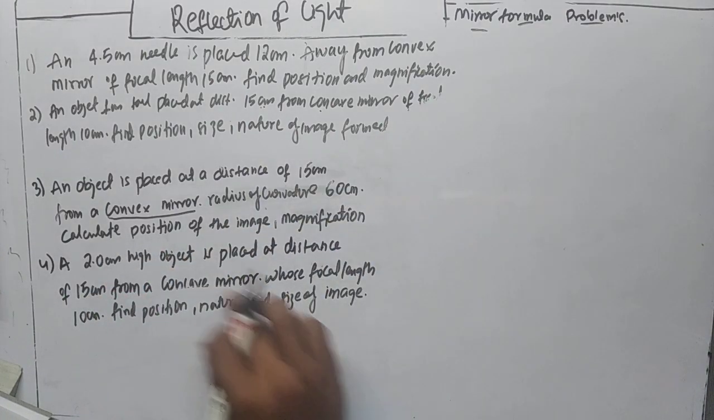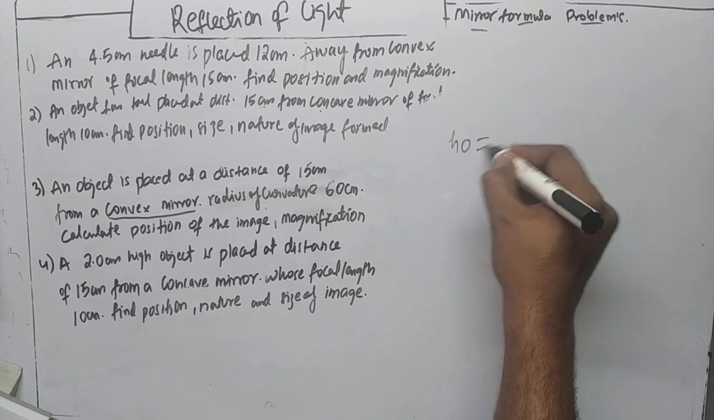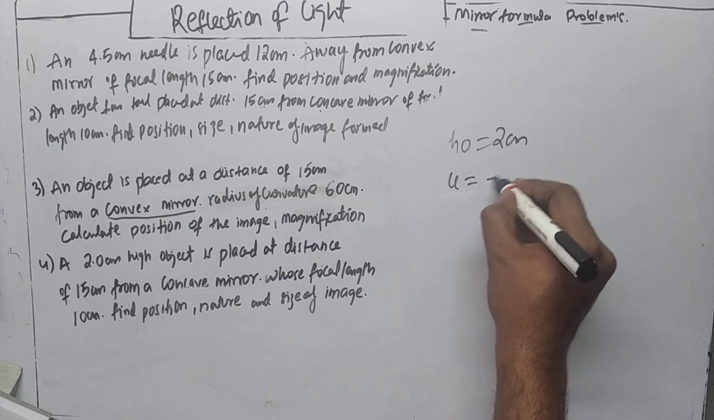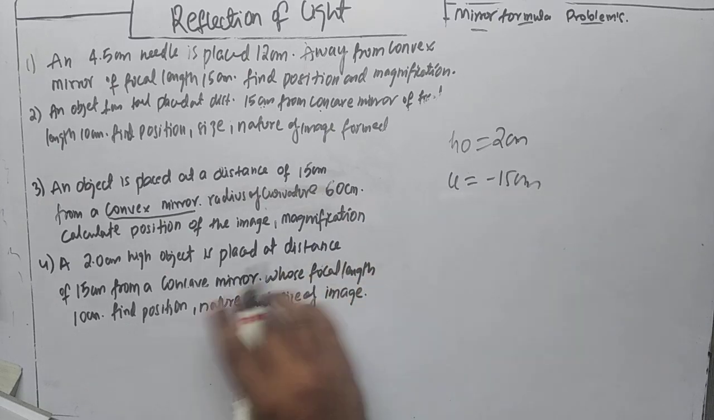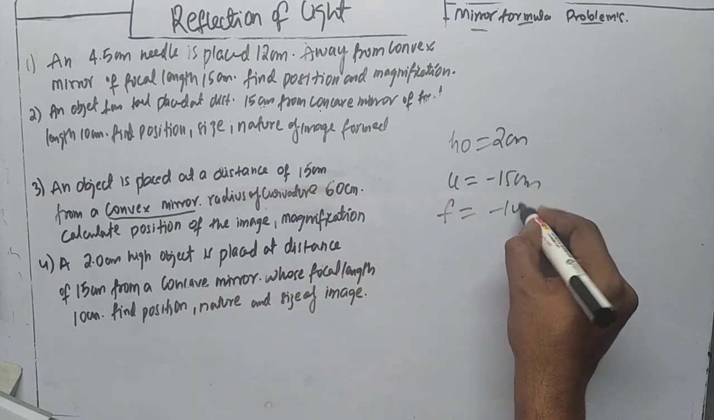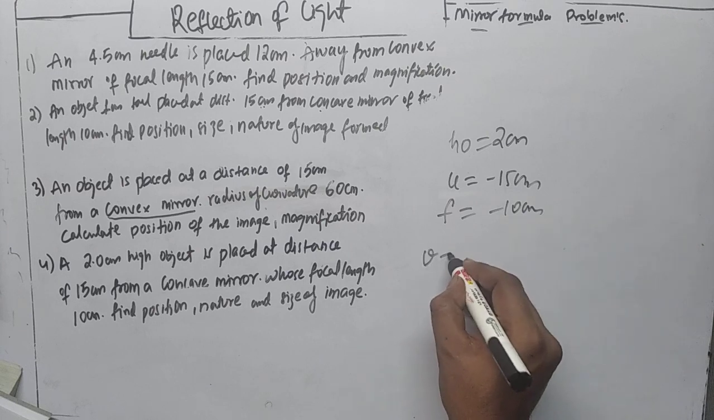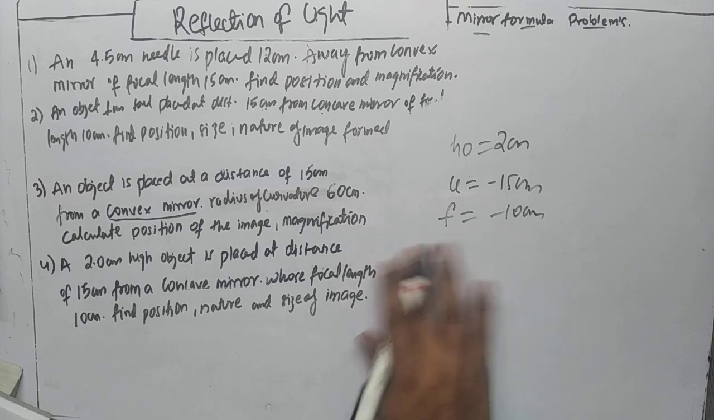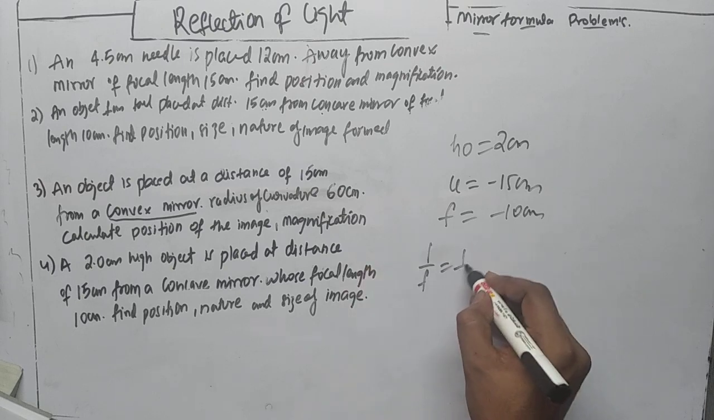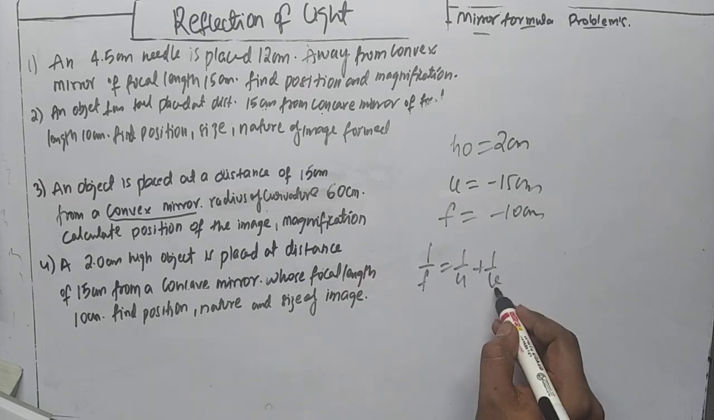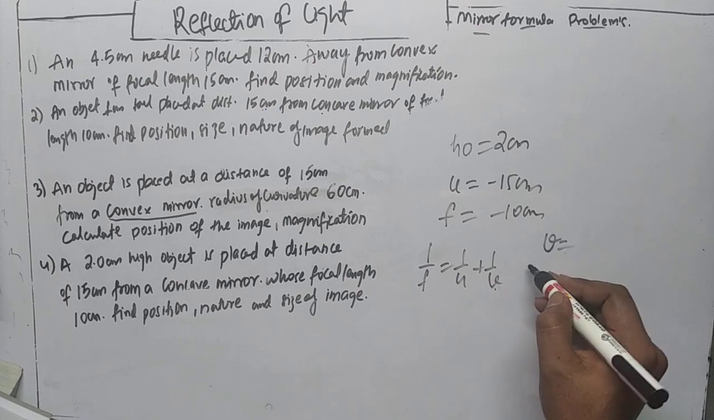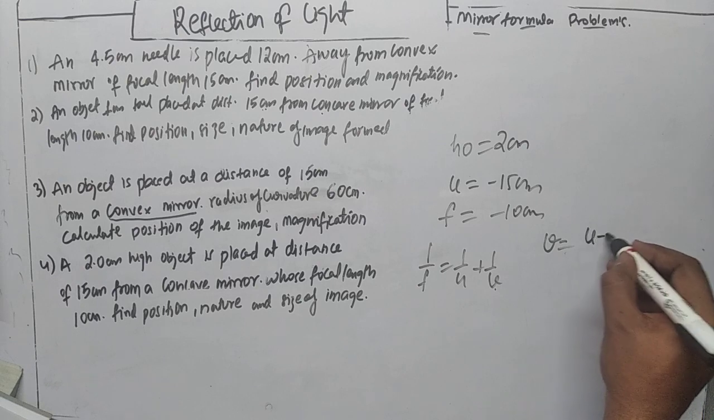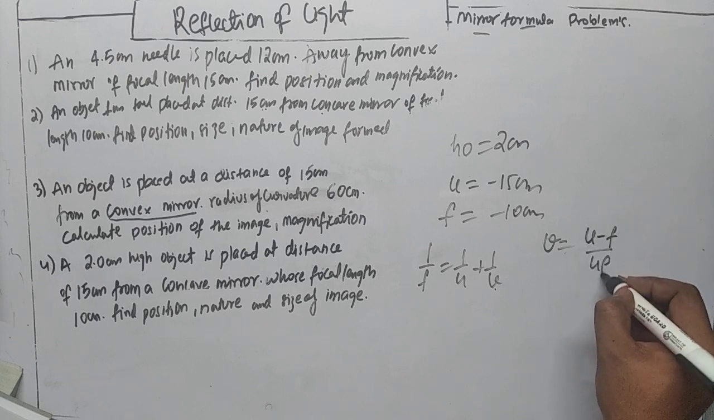I made a small mistake. Height of the object is given as 2 centimeter. It is placed at a distance of 15 centimeter, whose focal length is 10 centimeter. He is asking to find the v. So if you directly substitute in the mirror formula, 1 by f is equal to 1 by u plus 1 by v. So we need the value of v, so we can write this as 1 by f minus 1 by u. So we'll get u minus f by uf.